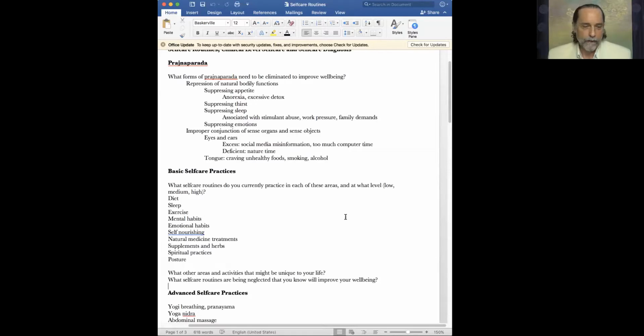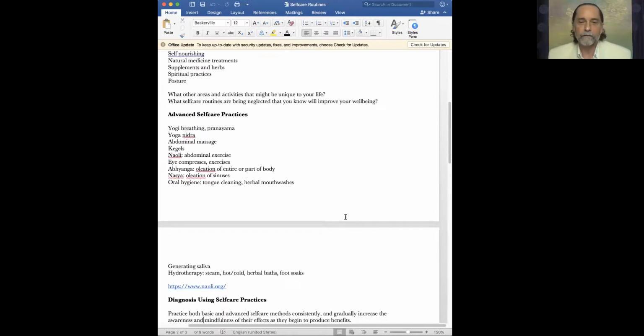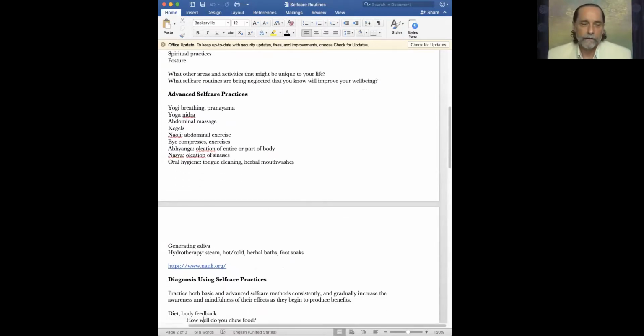So the next phase, advanced self-care practices. And these are things that if we actually start doing these, we're going to really start to revitalize and rejuvenate ourselves. A lot of these things are found in yoga and qigong, and Ayurvedic therapies, and a lot of the therapies that we used to pay people to do when we could see people, we can do ourselves. So yogic breathing, pranayama.